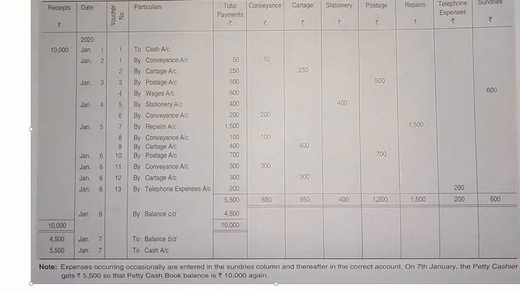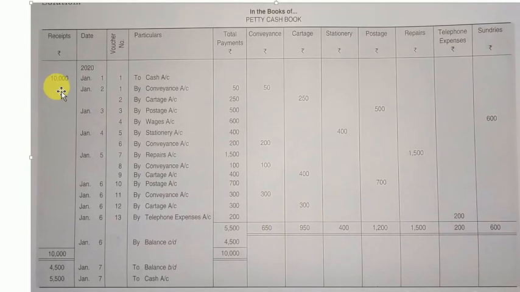The receipts which we get from the head cashier will be recorded on the left hand side in the receipt column, and whatever expenses are incurred, all these expenses will be recorded in the total payments column, and these expenses are categorized into different expenses, through which we can find out the total expenses of conveyance, cartage, stationery, postage, repairs, and telephone expenses with the help of the petty cash book. And this is the analytical petty cash book which we have discussed right now.